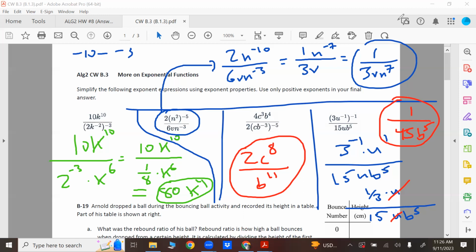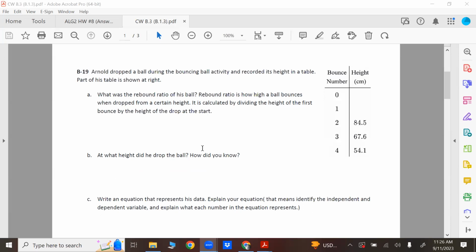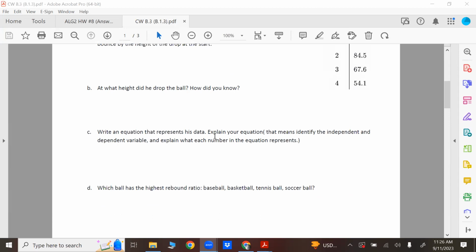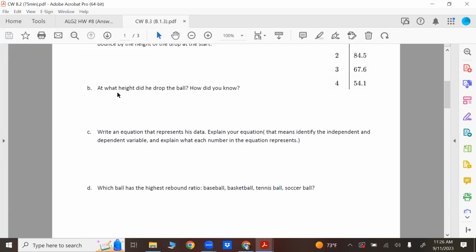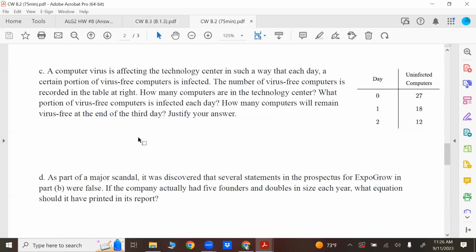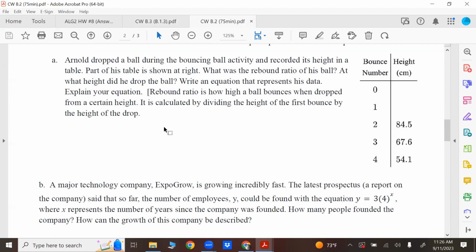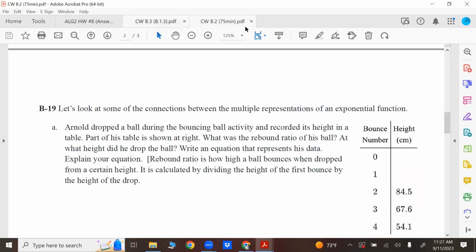Let's go to B19. What's that about? You guys might get picked. I don't know what's happening here. Okay. So Arnold dropped the ball during the bounce ball activity. Of course, we had it in the table. Oh, we did this one already, didn't we? Wait, let me see how it's different then. Maybe the other class didn't do it. Oh, we only did parts of it. Okay, that's fine. We'll do this one again. All right, here we go.